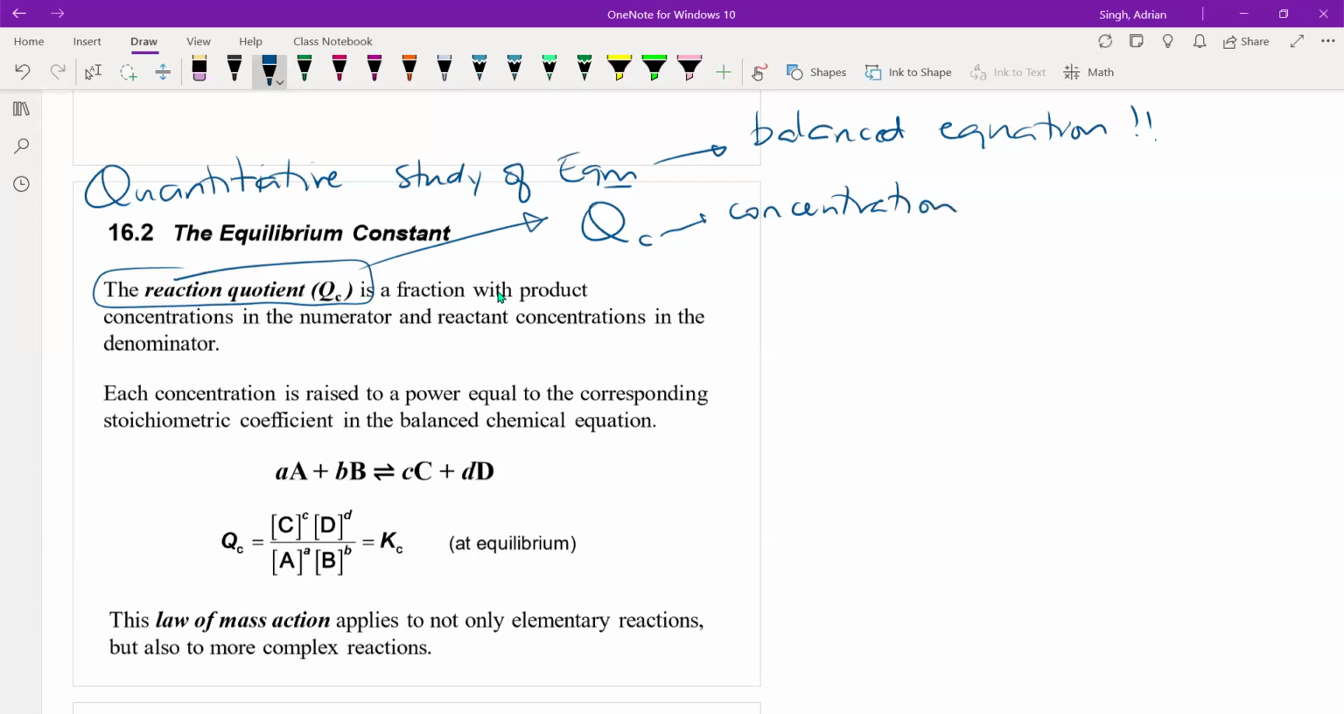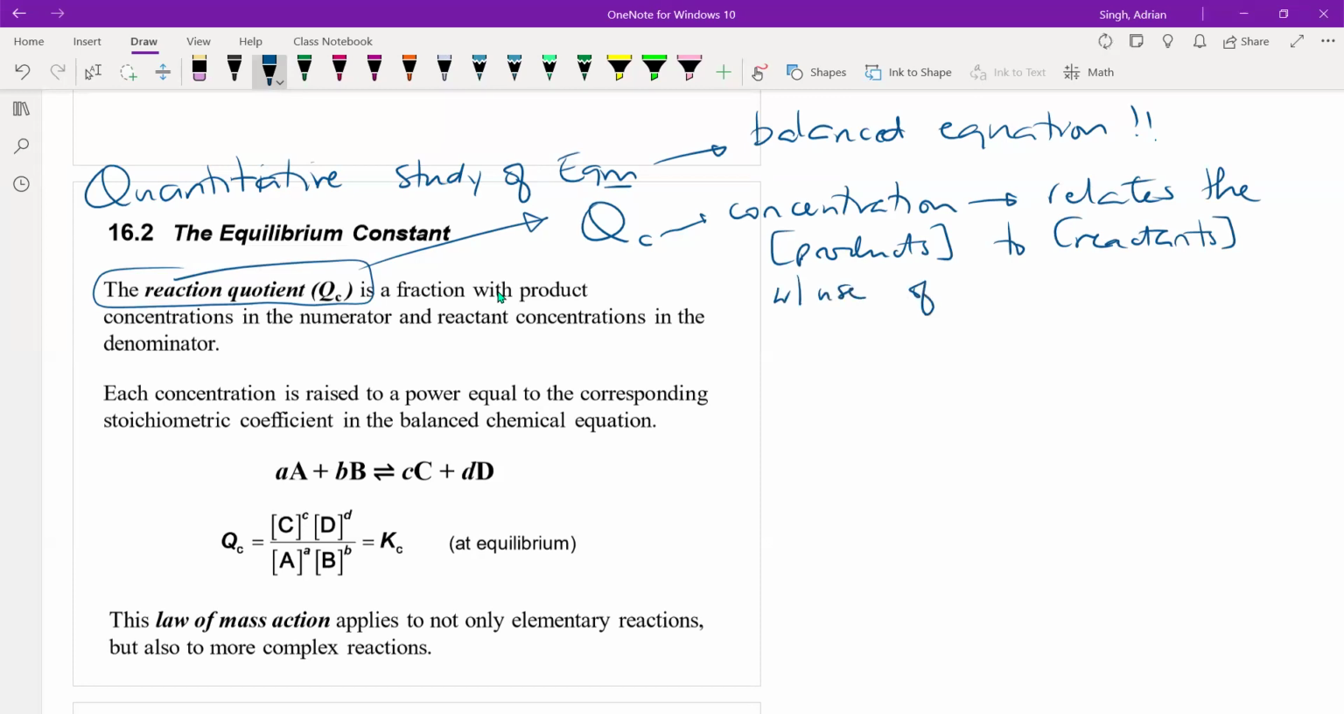And what this simply is, it's a mathematical relationship of the concentration of the reactants to the product. So it relates the concentration of the products to the reactants. Okay, and the second part here is going to be important, the use of the balanced equation, specifically the stoichiometry. And the stoichiometry just means the coefficients that we use to balance the equation.